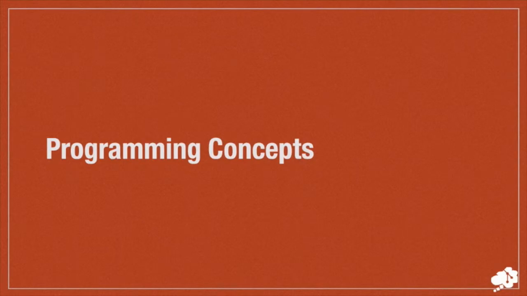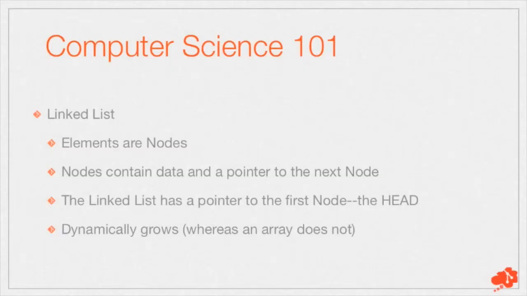So let's start with some programming concepts. For those of you with any kind of computing background, one of the first data structures you learn is called a linked list. Now to review, a linked list is a data structure whose elements are nodes. Those nodes contain data and a pointer to the next node in the list. The linked list itself is just a pointer to the first node, the head, and this data structure can dynamically grow.